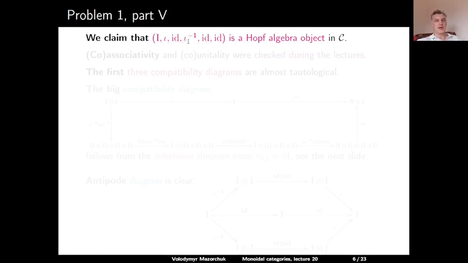For the co-multiplication, we should take the inverse of iota. And for the co-unit map, we take the identity. And for the antipode, we also take the identity. So now we have to check that all our diagrams listed on the previous slides commute. So the associativity of the multiplication and the unitality of the multiplication for the identity, these were checked during the lectures. And similarly, one does co-associativity and the co-unitality.